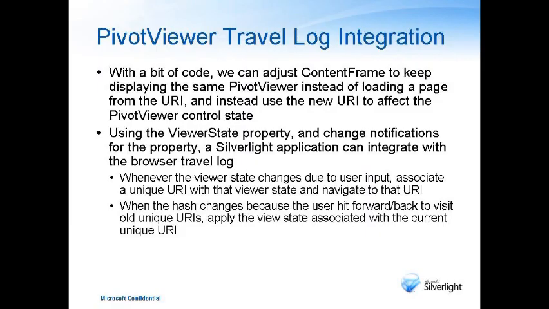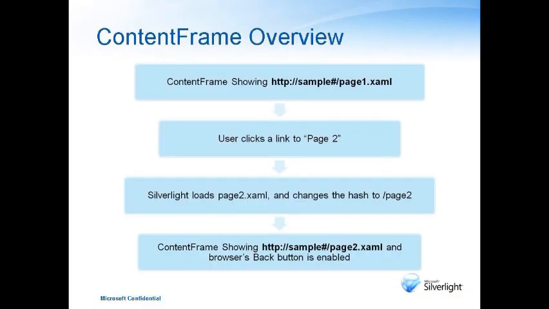So we're going to modify the way content frame works a little bit in this demo. We don't want to actually load different pages because that will unload our PivotViewer control, and then we'll have to reload it again and reload the collection. What we want to do instead is always show the same PivotViewer, but use the navigation events to tell us to change the viewer state. And in turn, when the user navigates through changing filters, we want to notice the viewer state changing and tell the hash code to change, which will update the state of the application and enable the back button.